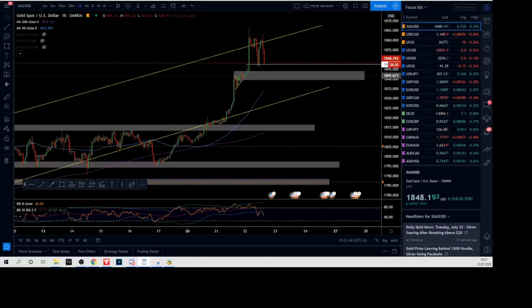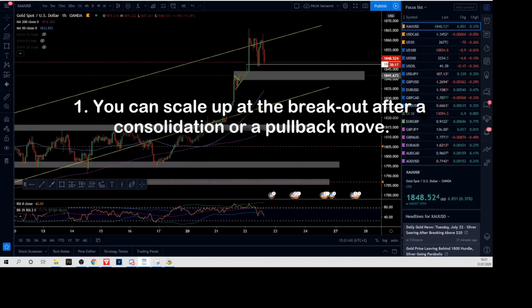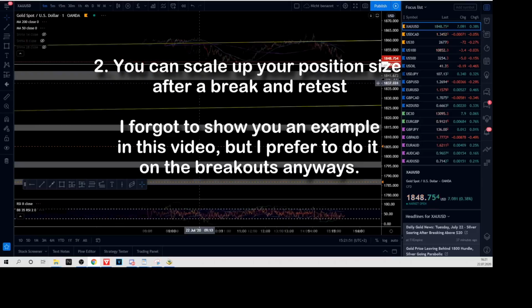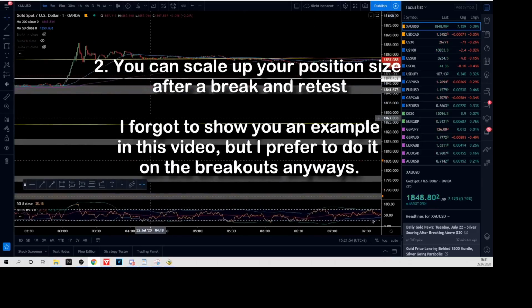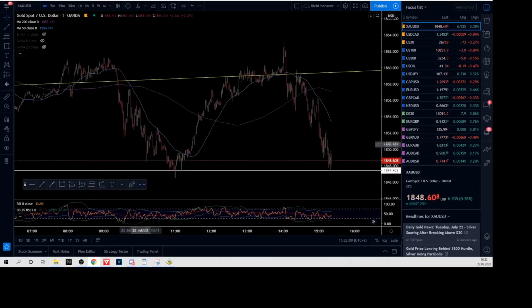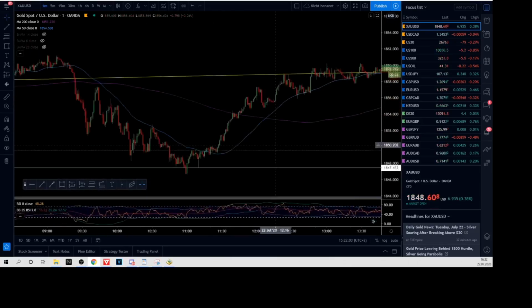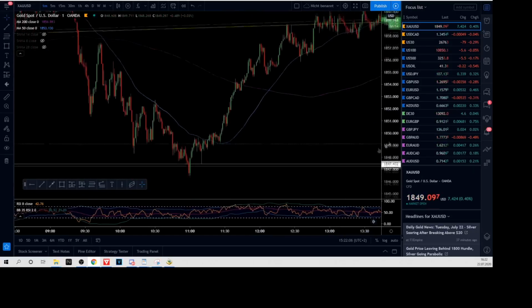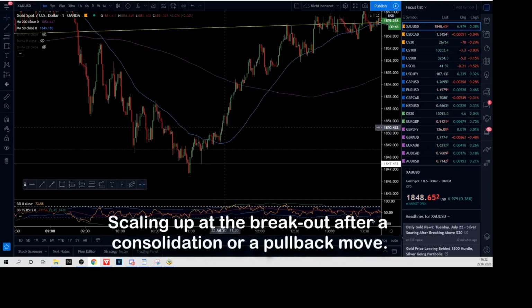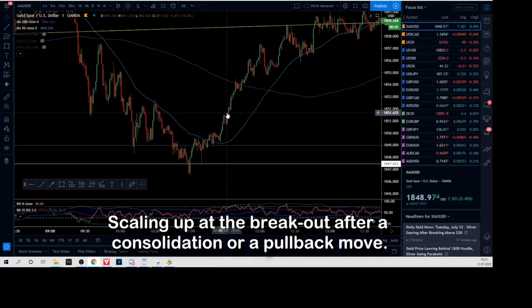The first thing you can do is scale up the breakout after a consolidation or pullback move. If you go to the smaller time frame, you see what's going on. I took this trade, I was in that trade. If you see this pullback, cool. If it slashed through that pullback, breakout, you can scale up your position size. Boom. Get another entry. Place your stop below that structure.